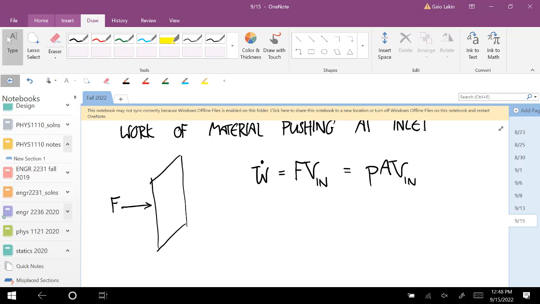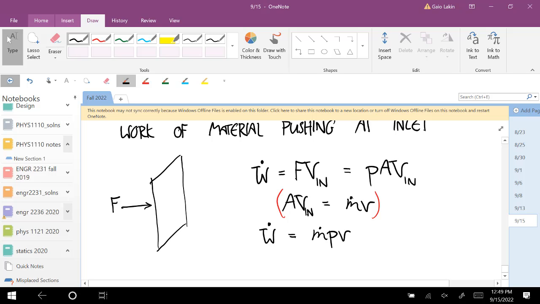And we can rewrite this. It's a little bit of a sleight of hand, but you can come up with this expression that says AV can be rewritten as m dot times the specific volume. And so you can rewrite this work, this rate of work, as m dot times PV.